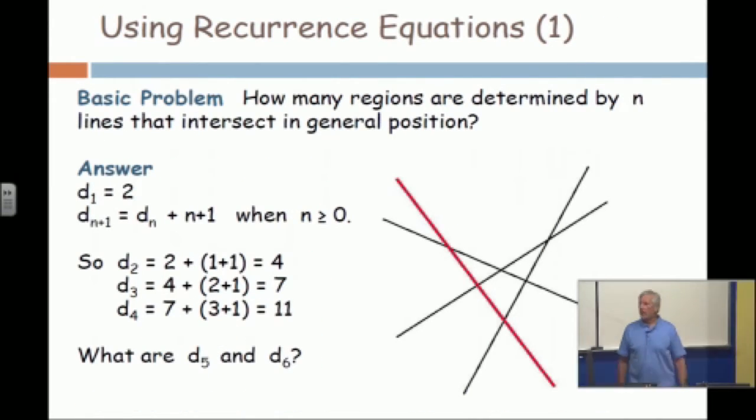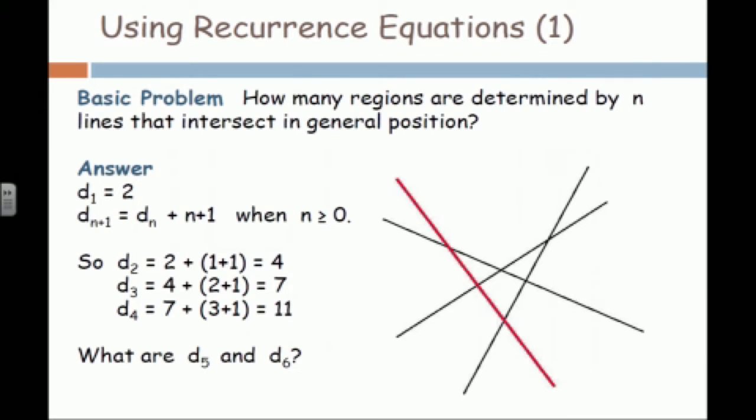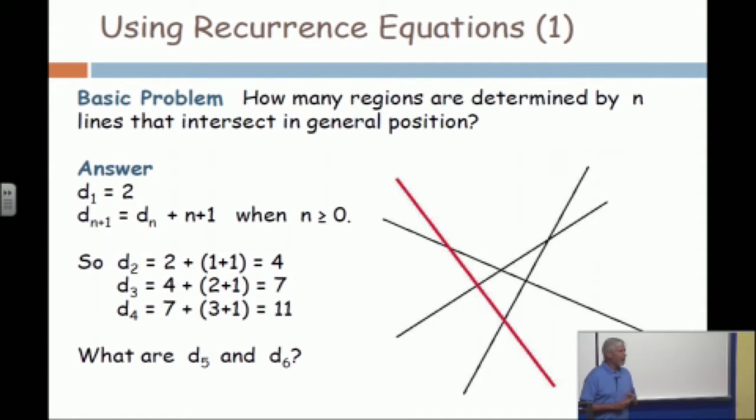All right, so now let's start to use the notion of recurrence equations to solve problems. Now, my problem is this. I'm going to take a set of lines in the plane and count the number of regions that they determine. But I'm going to require that the lines be in general position, meaning that every pair of lines intersect and no three lines intersect at the same point.